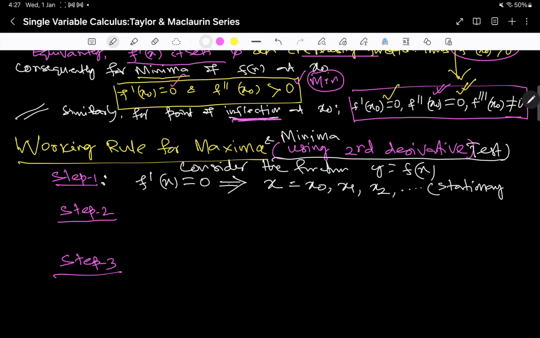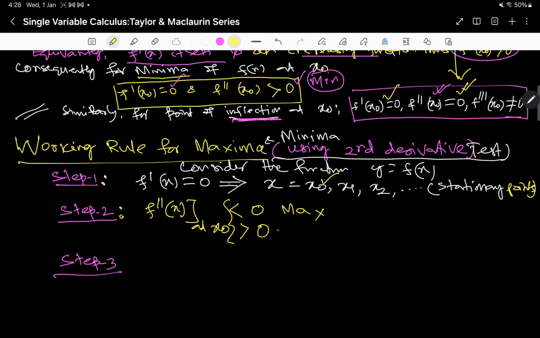Right? These are called the stationary points. Now in the second step, what we will do? We find the second derivative, right? And at each stationary point, say at x0, we find the second derivative. If it is negative, then it leads to maxima. And if the second derivative is positive, then it leads to your minima.